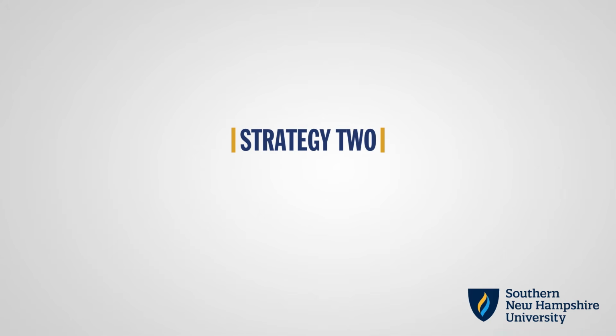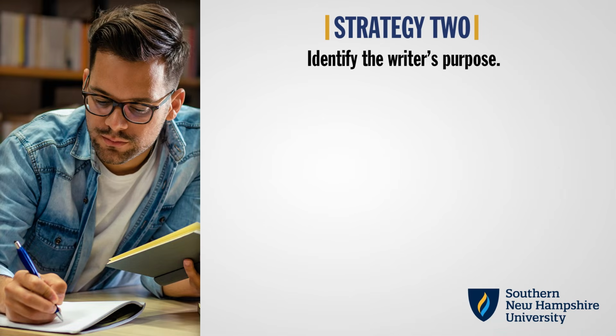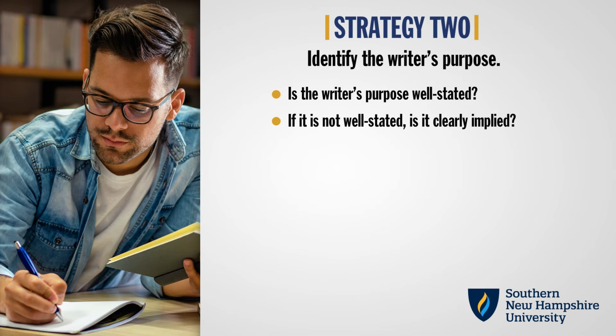Another critical reading strategy is to identify the writer's purpose. To help you identify the writer's purpose, you might ask, is the writer's purpose well stated? If it is not well stated, is it clearly implied?